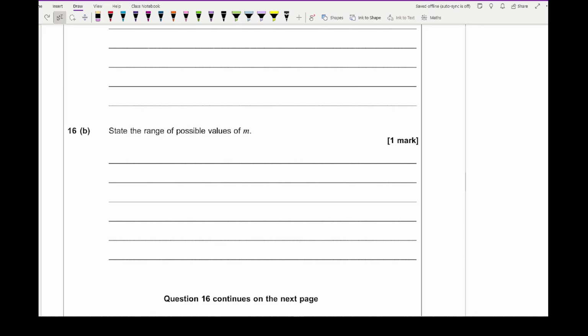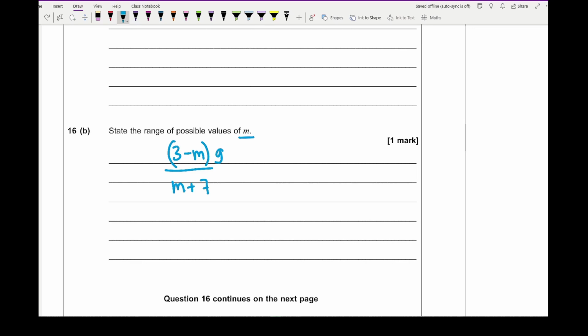Question 16b says, state the range of possible values of m. If we consider the previous answer, 3 minus m lots of g over m plus 7, we want to find these values of m. So we're looking at the fraction and looking at what values of m can be possible to make this fraction valid.